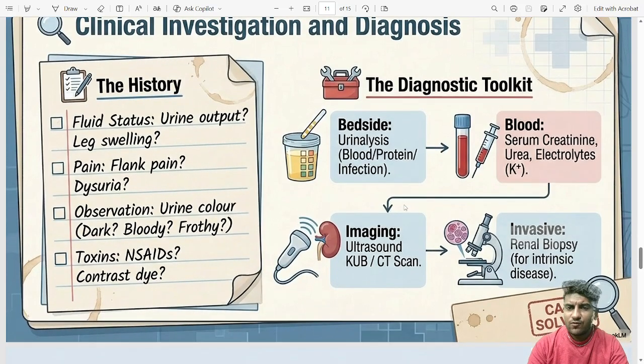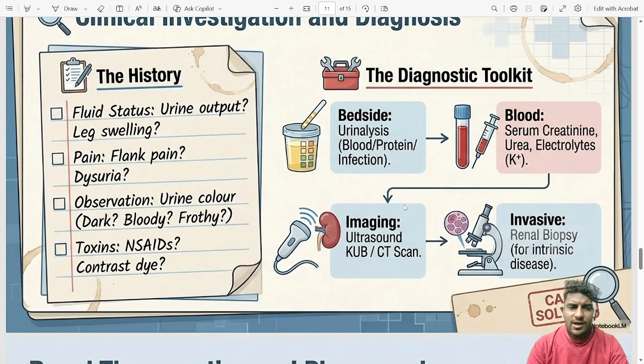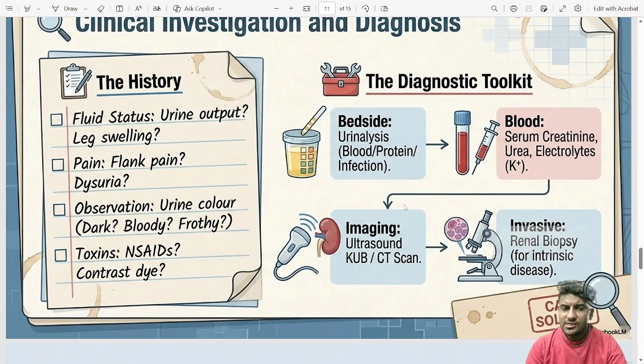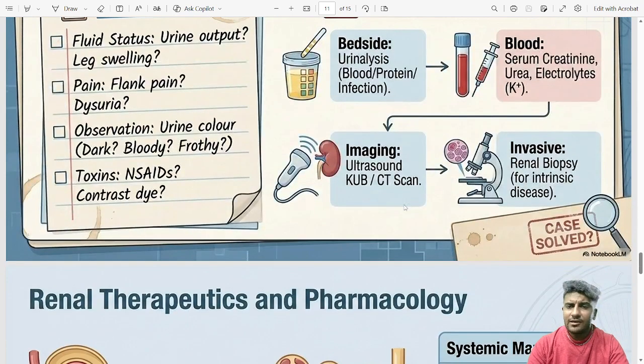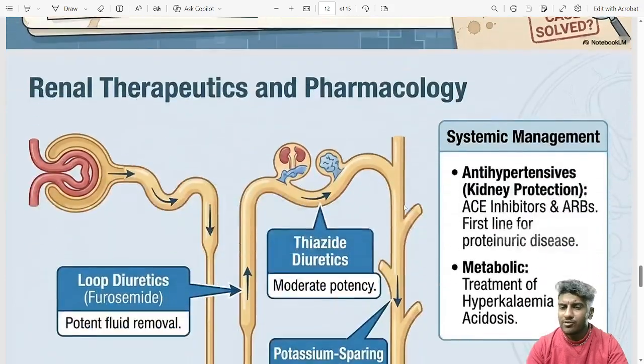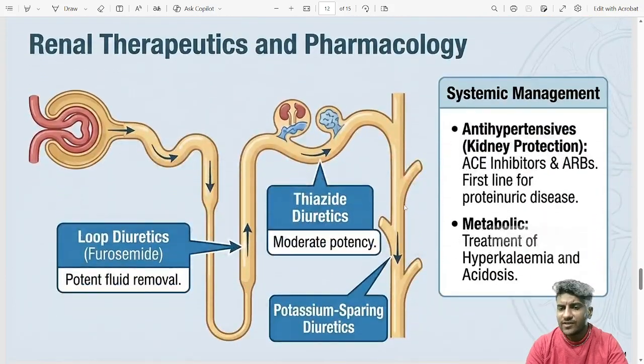So you observe whether the urine color is frothy, bloody, dark, or excessively yellow, indicating jaundice. Are there any toxins like NSAIDs or some dyes? You check the swelling, edema. Edema is another thing that you check, and the pain. Are you experiencing pain while urinating? That's the first sign of a kidney infection, of UTIs, right?